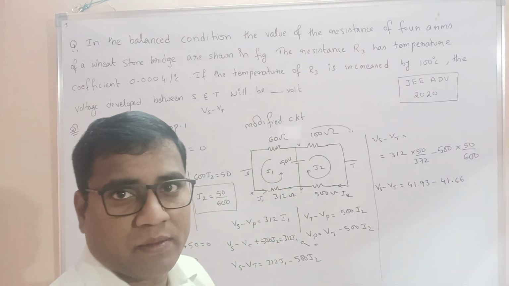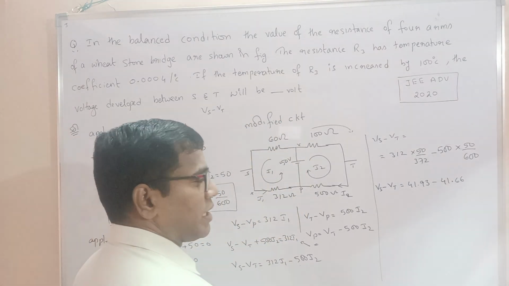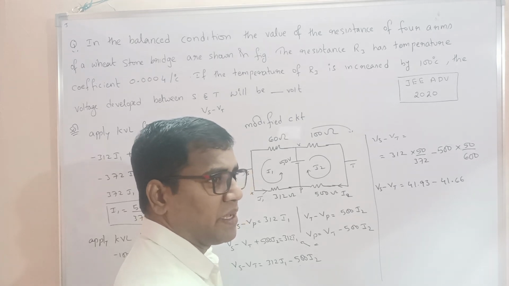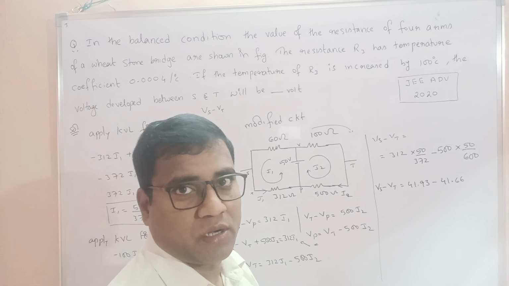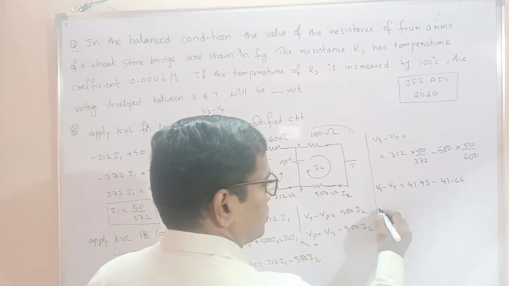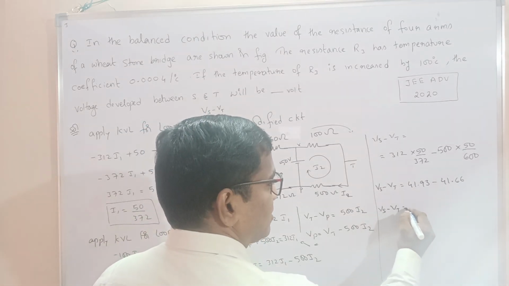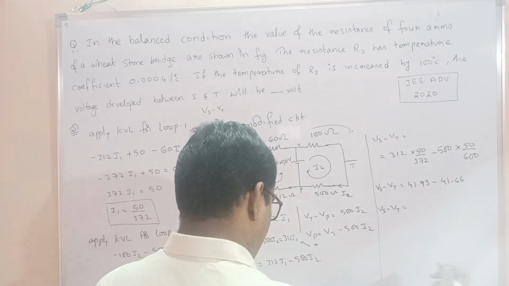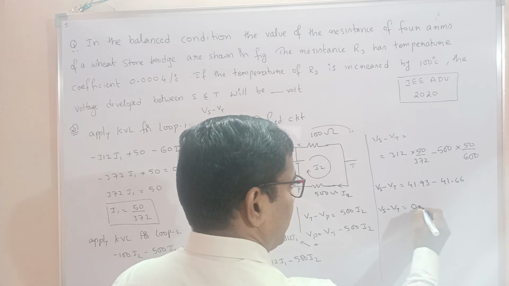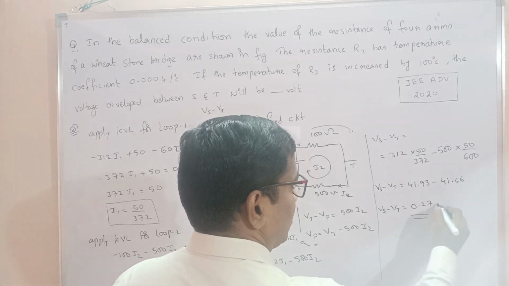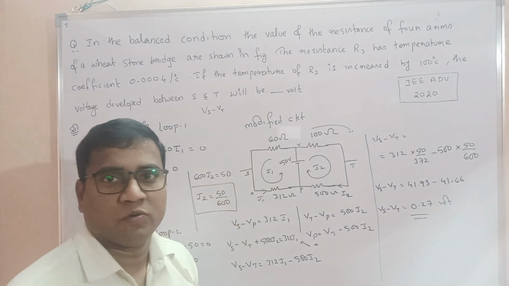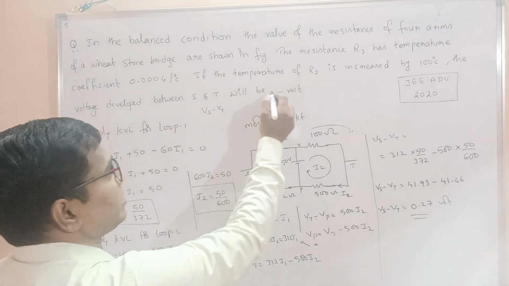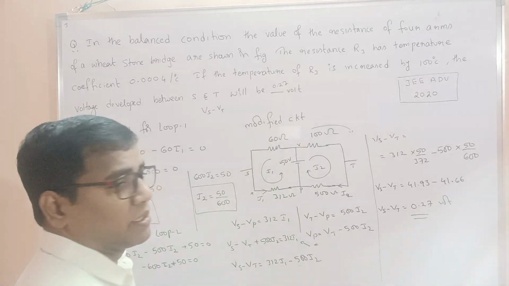This one we know how to calculate, right? By using a calculator also you can do, but try to do it on your own, because in Advanced and Mains scientific calculators are not allowed. So we have to do it on our own. So Vs minus Vt can be written as 41.93 minus 41.66. You will get roughly 0.27. 0.27 is the answer. Here it is asking the potential difference between S and T, it will be 0.27 volt.